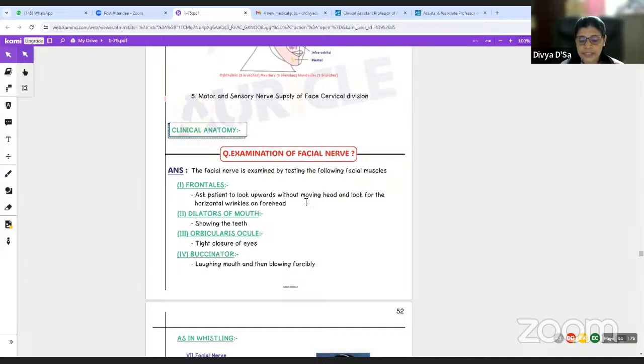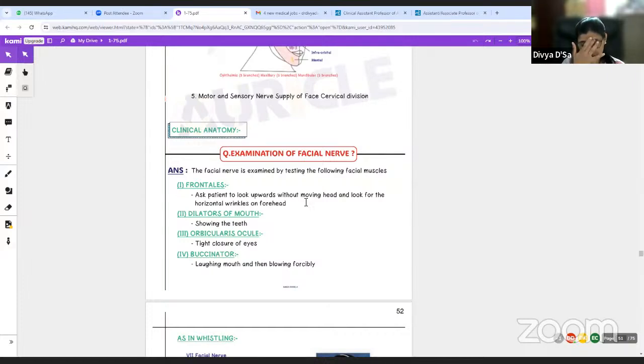Okay. Dilators of the mouth. Dilators of the mouth means opening the mouth. So we ask them to clench the teeth, just clenching the teeth, showing the teeth. So that means those muscles also have the power. Then orbicularis oculi. So orbicularis oculi, we ask the patient to tightly close the eyes. Buccinator, we'll ask the patient to puff their face. They have to fill their mouth with air, and like that they have to puff.